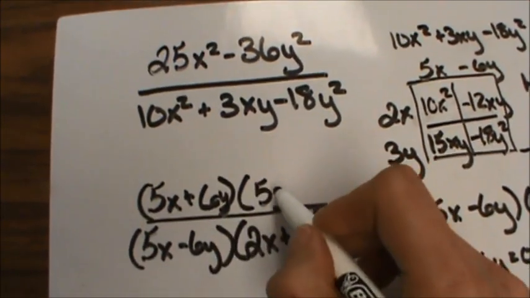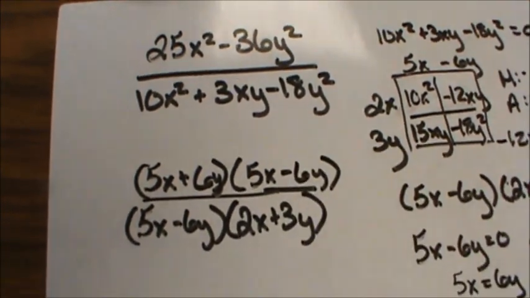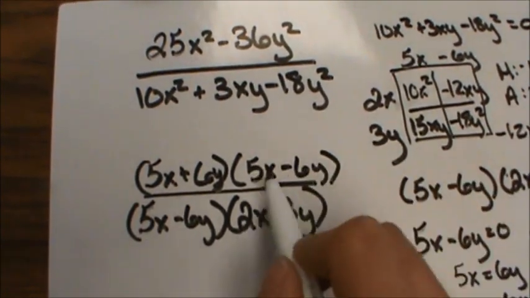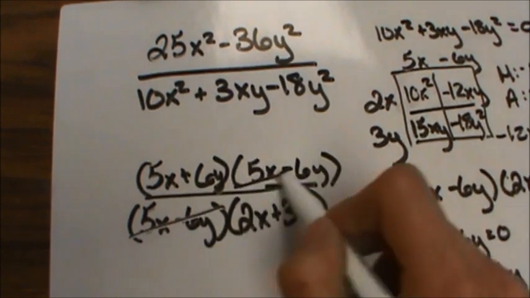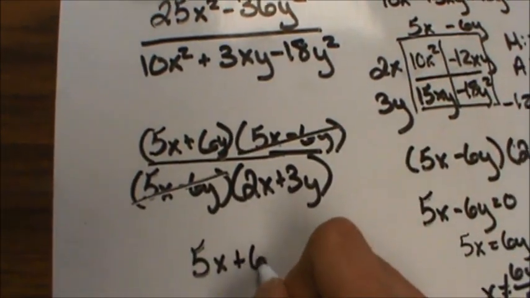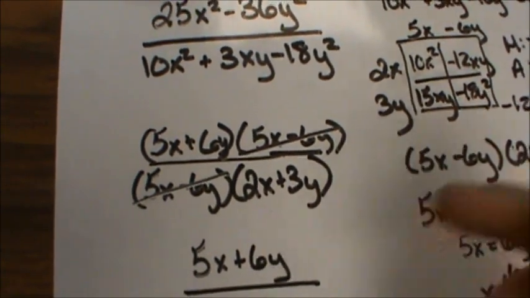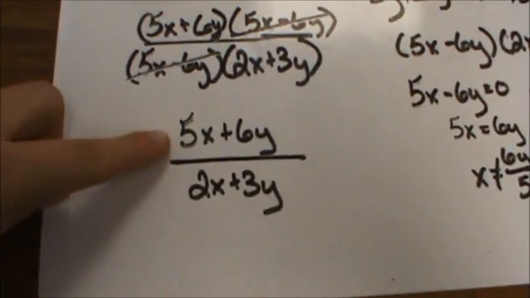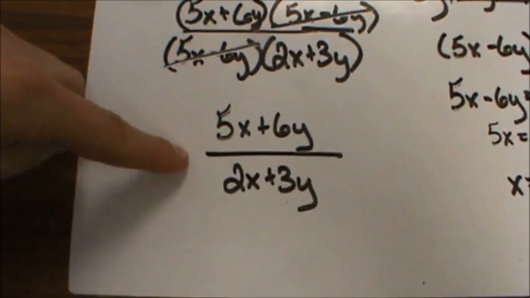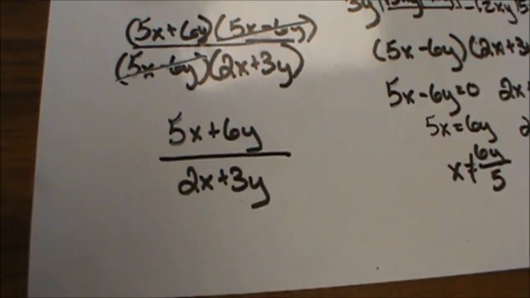This is a y. 5x minus 6y. Now, do I have any factors that cancel? You betcha. I have this guy right here, the 5x minus 6y, and the 5x minus 6y are in the top and the bottom. So my final answer here, 5x plus 6y is left on the top, 2x plus 3y is on the bottom. Notice I'm not going to write them with parentheses unless there's something else being multiplied there. Since this canceled out, I'm only left with this. You can write the parentheses, you don't have to. That'll be up to you.